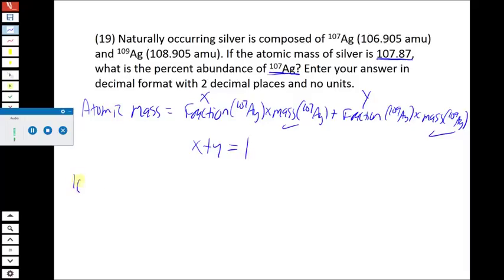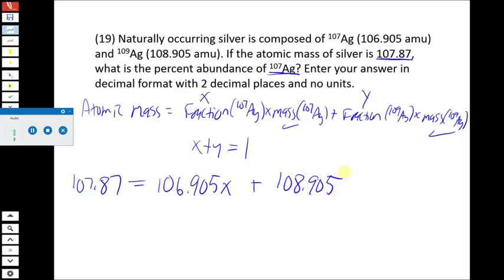The atomic mass is 107.87. That was given in the problem, or that's the number we would get off the periodic table. And that's going to be equal to the mass of the first isotope times its fraction. So the mass of 107 silver is 106.905 multiplied by the fraction, which is x. And then the second isotope has a mass of 108.905 multiplied by its fractional abundance y. So these are the 2 equations that we have, x plus y equals 1, and then this one that deals with the atomic mass of the 2. And what we're solving for here is the percent abundance of 107 silver, so we initially want to get x, which is represented in this equation.